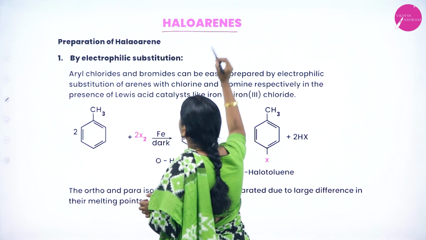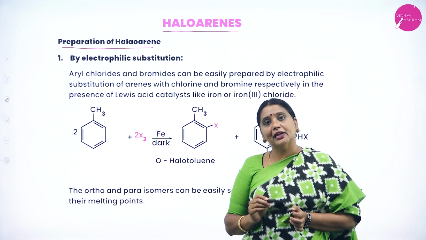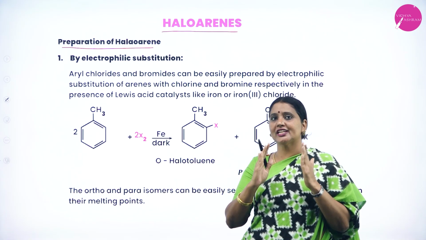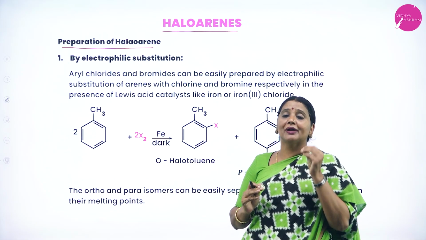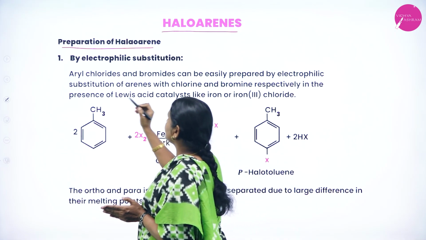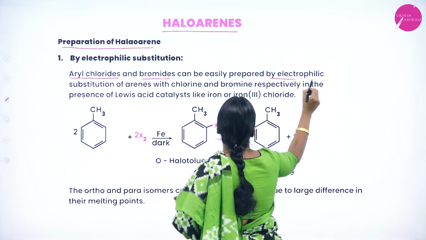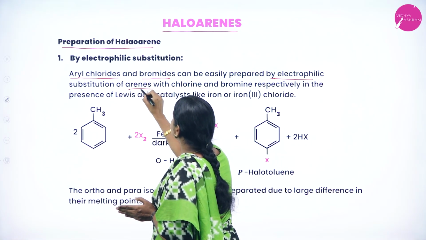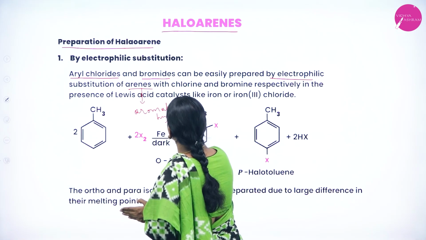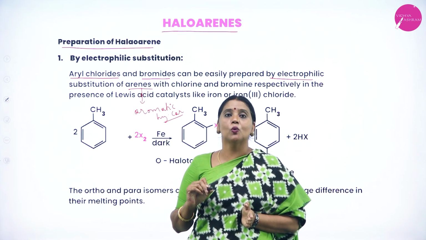Next, haloarenes. How are haloarenes prepared? Haloarenes are prepared by electrophilic substitution reaction. Electrophilic substitution reaction is the characteristic reaction of aromatic hydrocarbons. By electrophilic substitution, aryl chlorides as well as aryl bromides can be easily prepared from arenes. Arenes, as explained in the introduction class, are aromatic hydrocarbons, which contain at least one benzene ring.